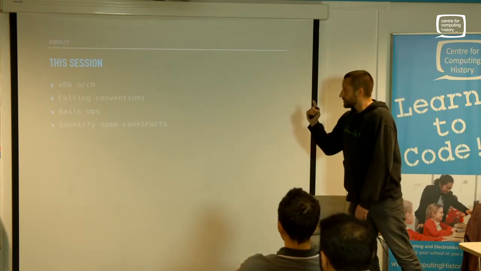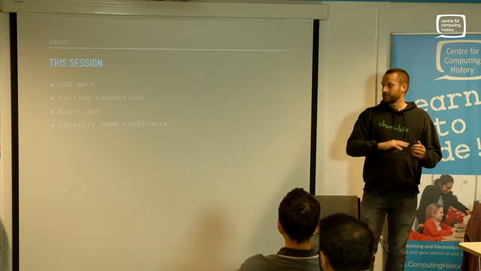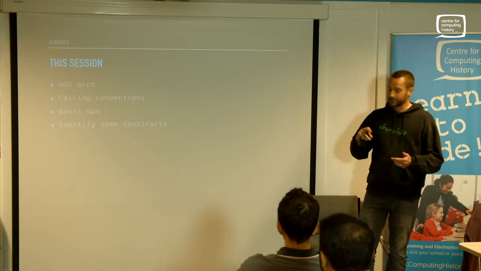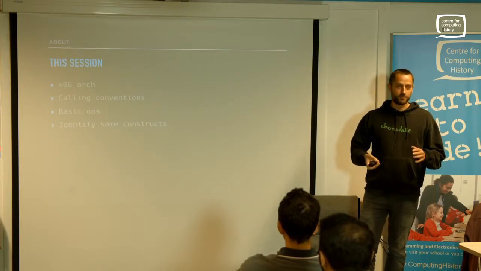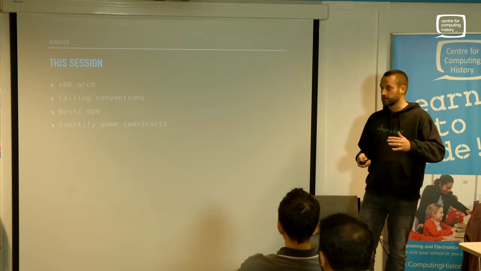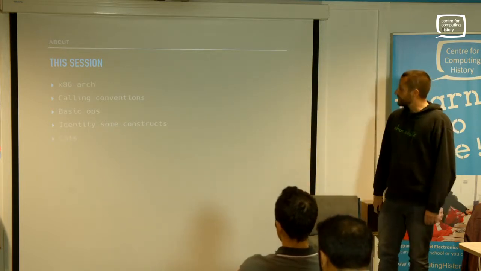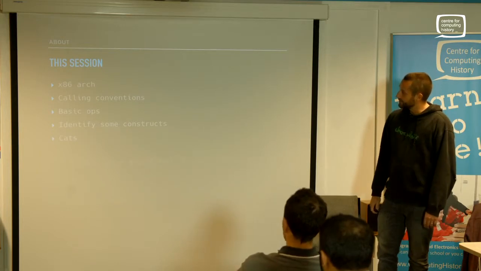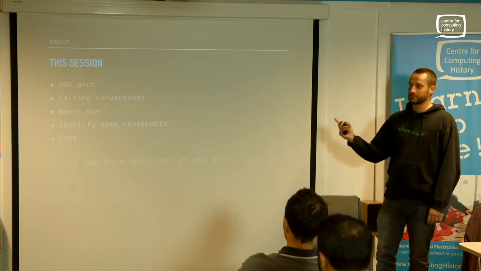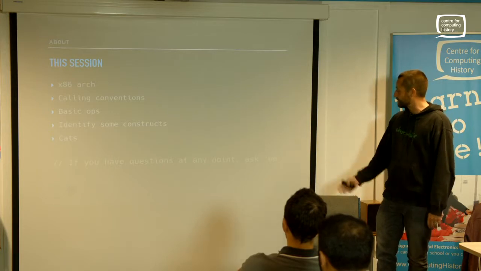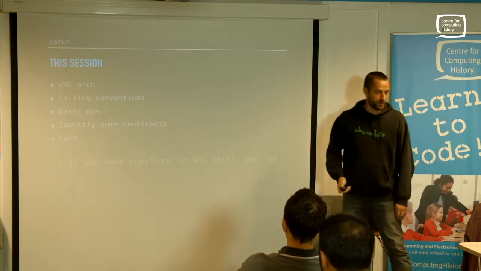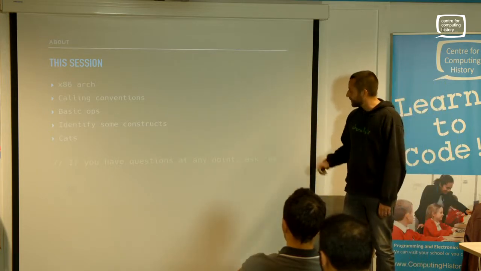We're going to go over how to identify some common constructs, loops, switch statements, and the like, because they're quite helpful to be able to recognize as you're going through the assembly code. And there's going to be some cats. If you have any questions at any point, just ask, or if anything's confusing you, or if you want me to slow down, just let me know.